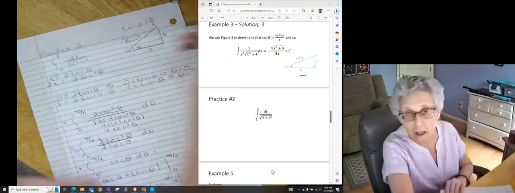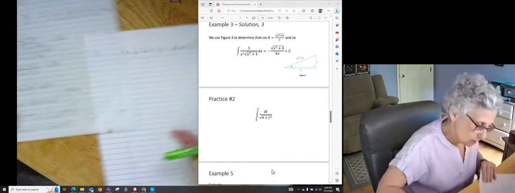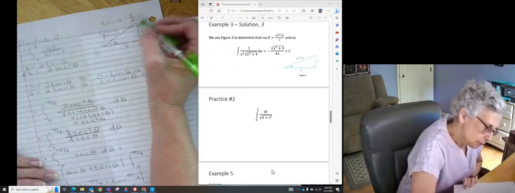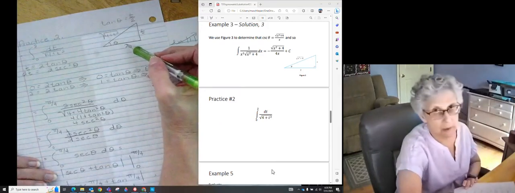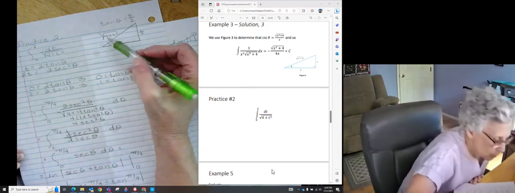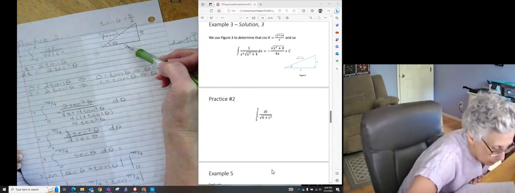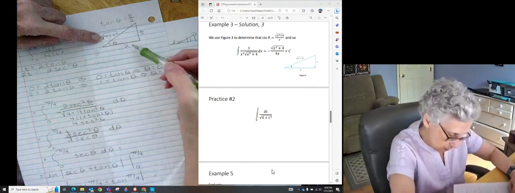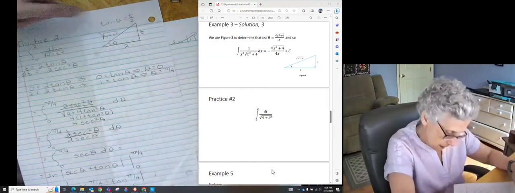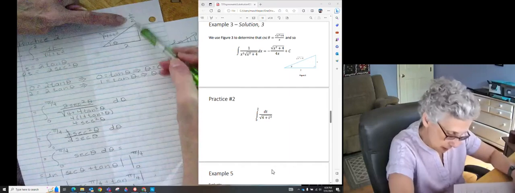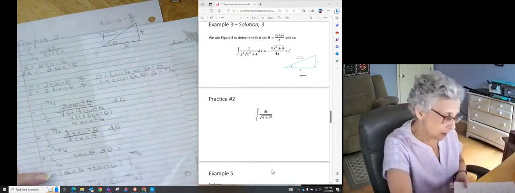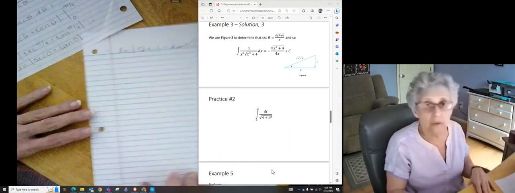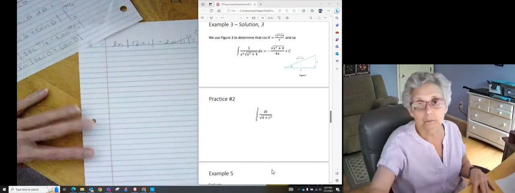Now, if you hadn't updated your limits of integration, you would have had secant of theta, which would be, let me make sure I get it right this time, hypotenuse over adjacent, which would be the square root of 4 plus t squared over 2. And then tangent would just be t over 2. And you would plug in your 0 and your 2, and you would end up with the same darn thing.